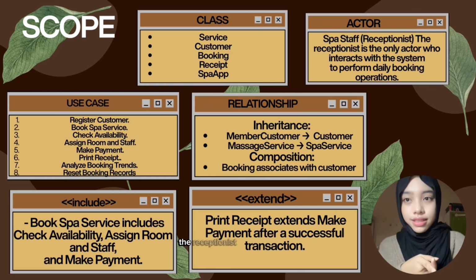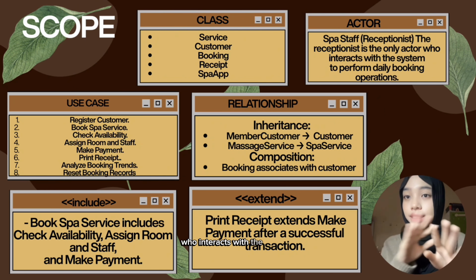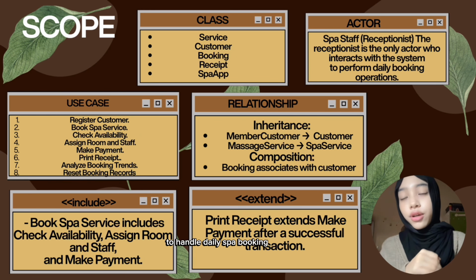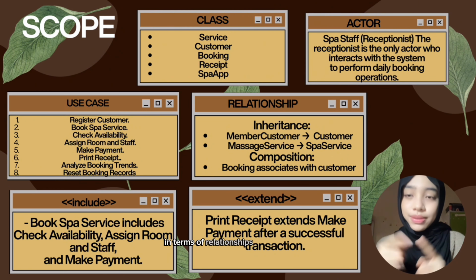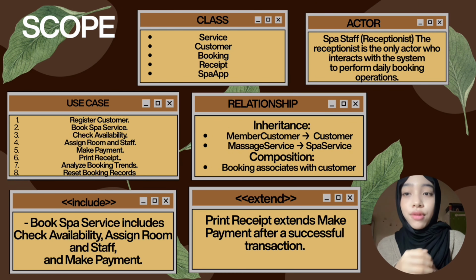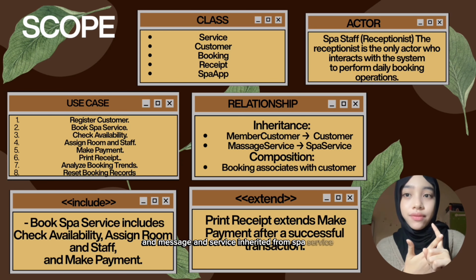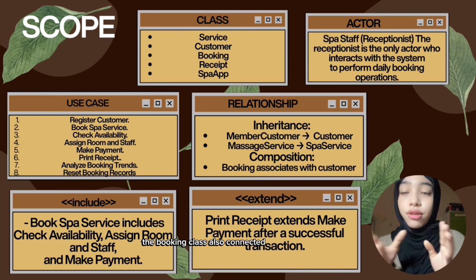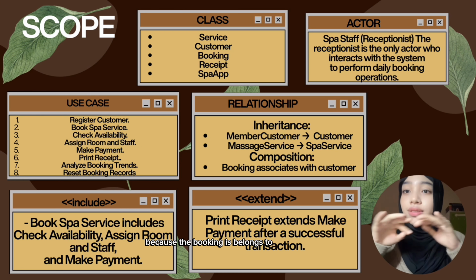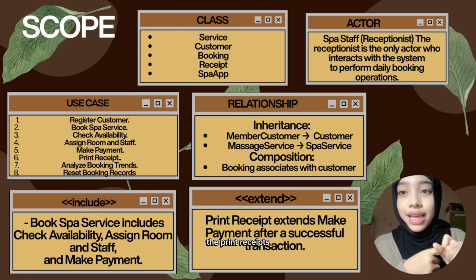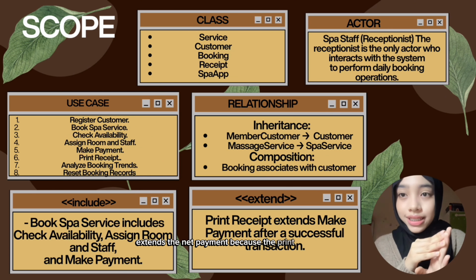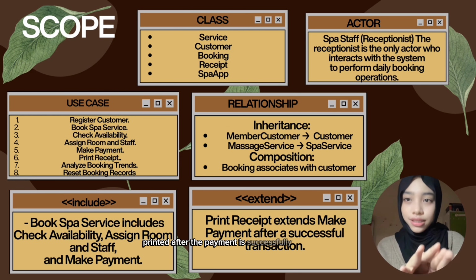For the actor, the receptionist is the main user who interacts with the system to handle daily spa booking operations. In terms of relationships, the system applies inheritance, where member customer inherits from customer, and massage service and facial service inherit from spa service. The booking class is also connected with the customer because the booking belongs to the customer. Lastly, print receipt extends make payment because the receipt is only printed after the payment is successfully completed.